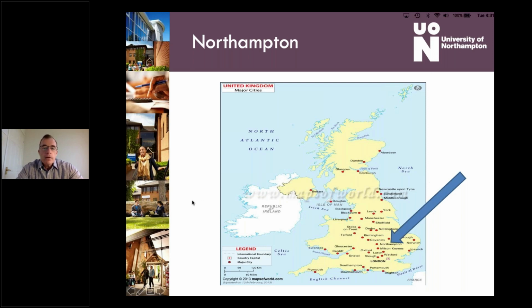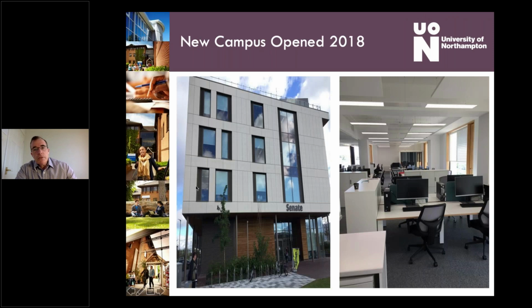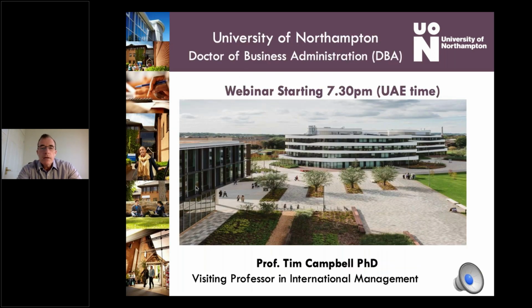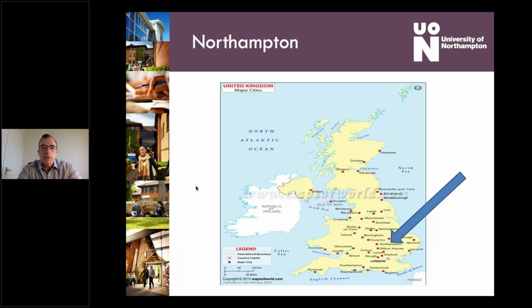For those of you who have been to the UK, you'll find that the town of Northampton is about 100 miles north of London, about an hour by train, and it's an old historic town. And it is there that you'll find the University of Northampton. The campus is now right in the middle of the town. It opened in 2018. You see a good photo of it, or part of it, there. It's a very nice, expansive green campus right in the middle of the town.